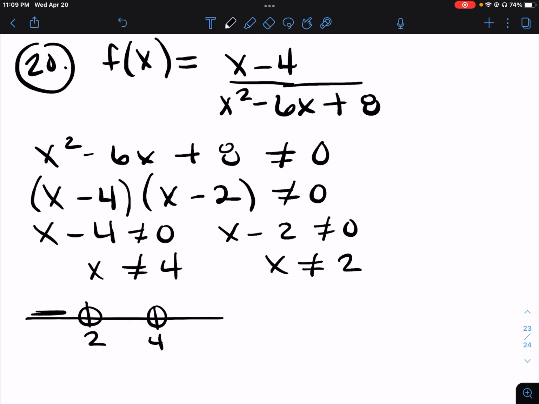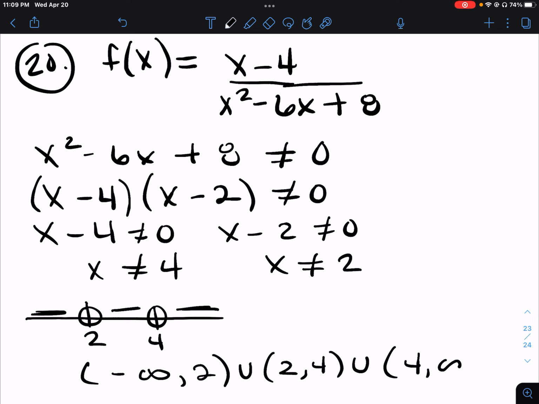x can be less, between, and more. So that gives us negative infinity to 2, with parentheses because we're not including. Between 2 and 4. And then from 4 to infinity. Parentheses because we're not including.